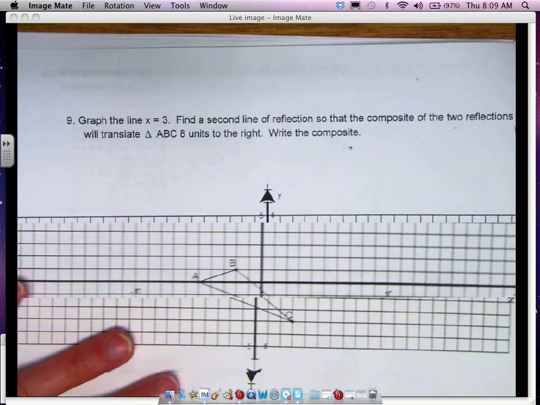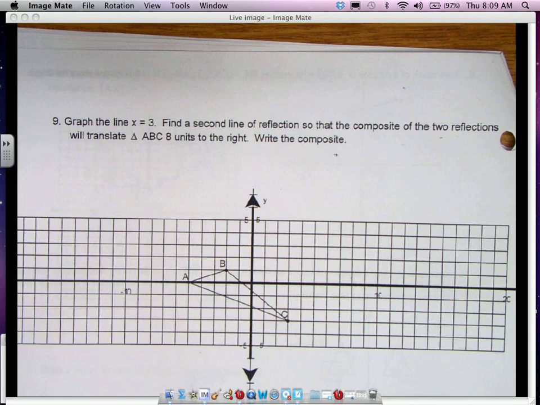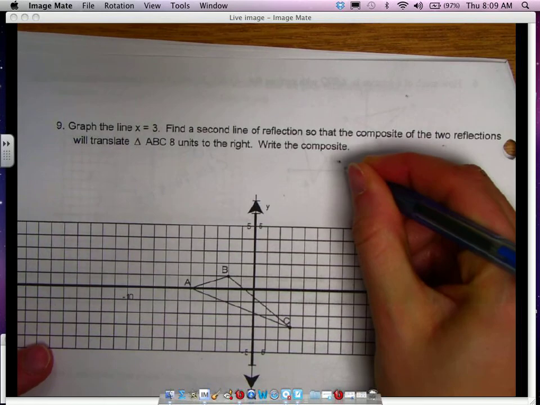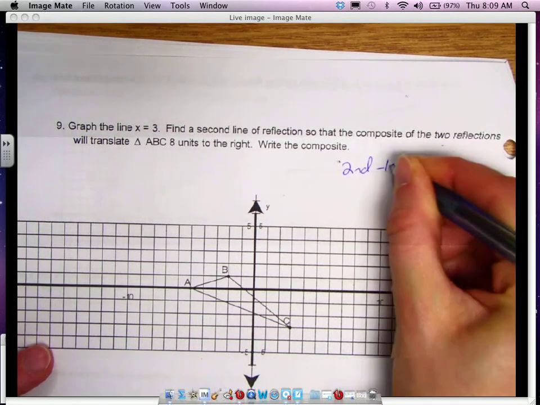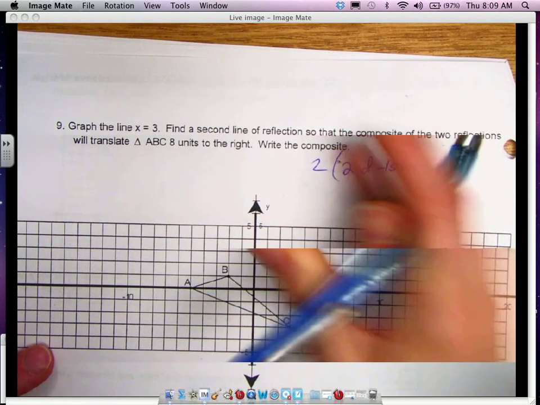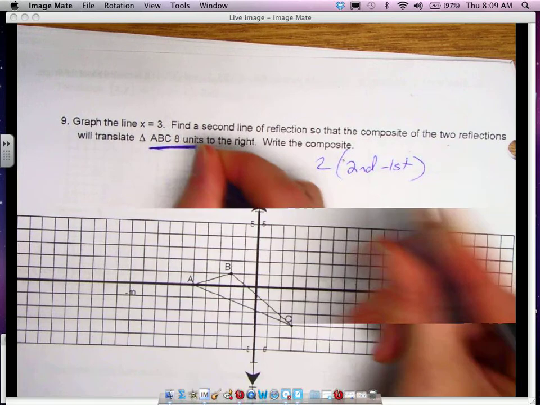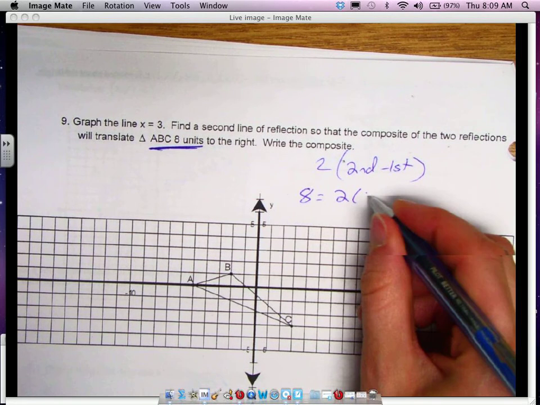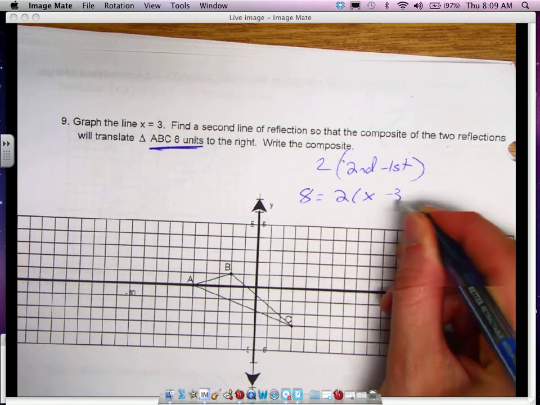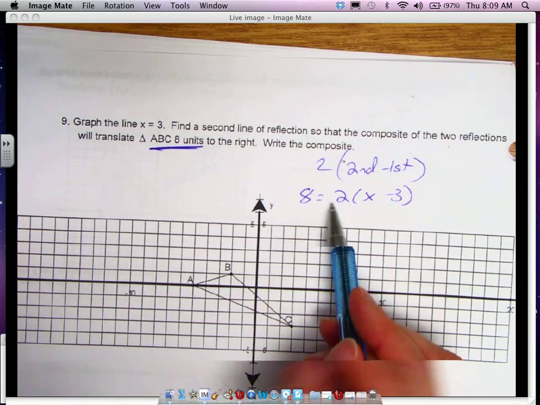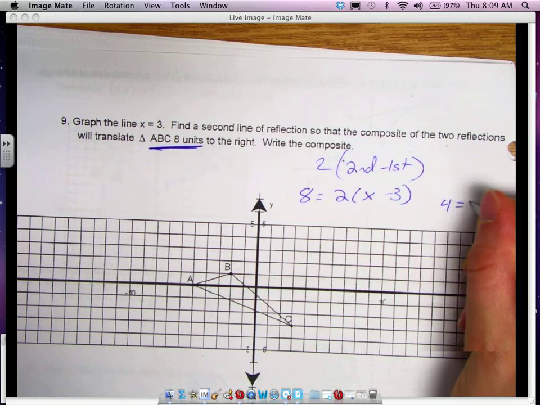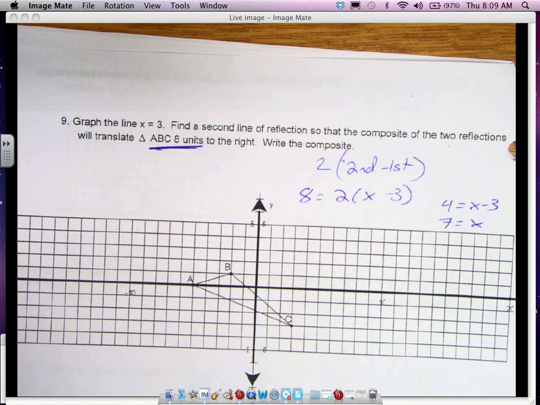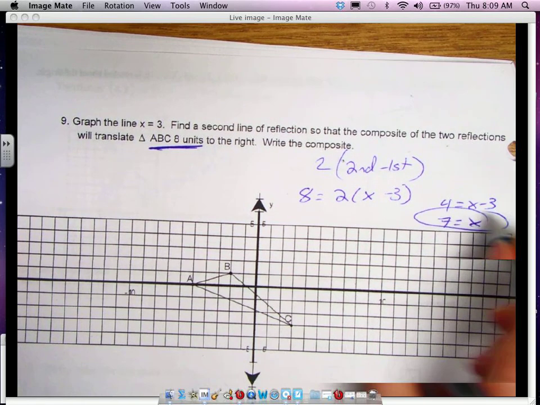All right, who remembers the formula? If I have two lines, it's the second line minus the first line times 2 is going to be our total distance, and we want to move 8 to the right. So 8 equals 2 times, we don't know what the second line is, so I'm just going to write x, minus 3. So I divide both sides by 2. I add 3. So my answer is 7.